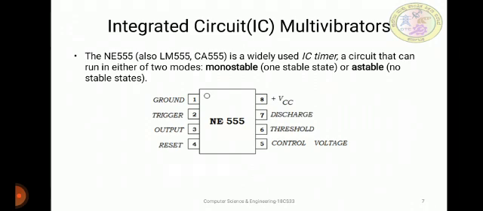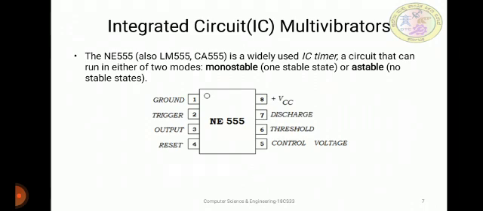Next, we have pin number 3, which is the output pin. It can drive any TTL circuit and is capable of sourcing or sinking up to 200 milliamps of current at an output voltage equal to approximately VCC minus 1.5 volts. So small speakers, LEDs or motors can be connected directly to the output.